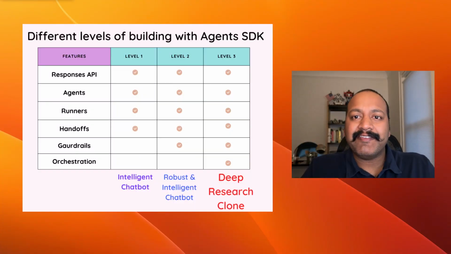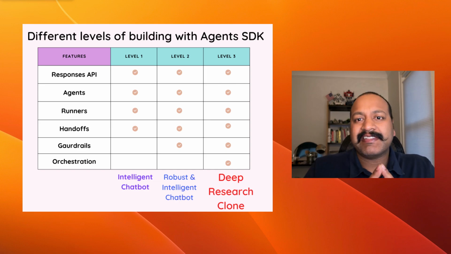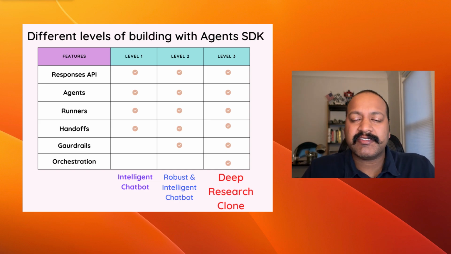For our 3 levels of apps, for the first level, we'll build an intelligent chatbot that's able to route your answers through different agents. For level 2, we'll add some robust guardrails to it. And for level 3, we'll try to replicate OpenAI's deep research agent and allow it to scour the web for web searches and also be able to put together the whole report in a nice fashion.